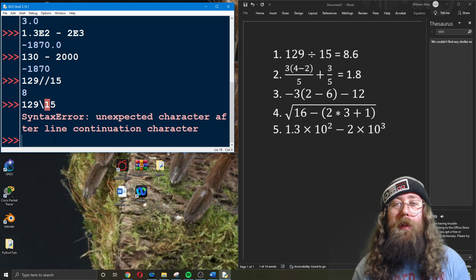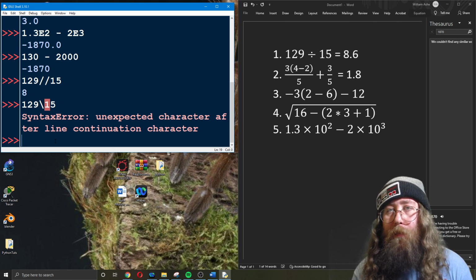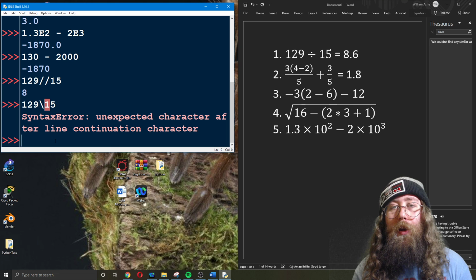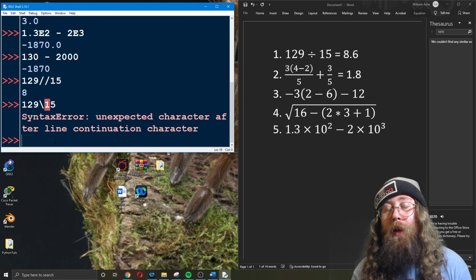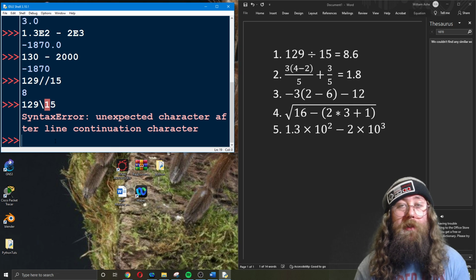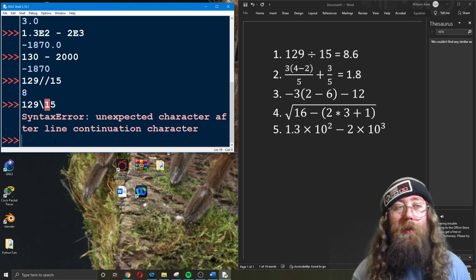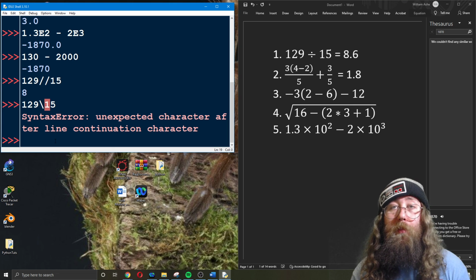So in sum, that was how to enter mathematical expressions in Python, or how to use Python as a calculator. I hope that was helpful. Next, what we're going to do is learn how to do algebra with Python.